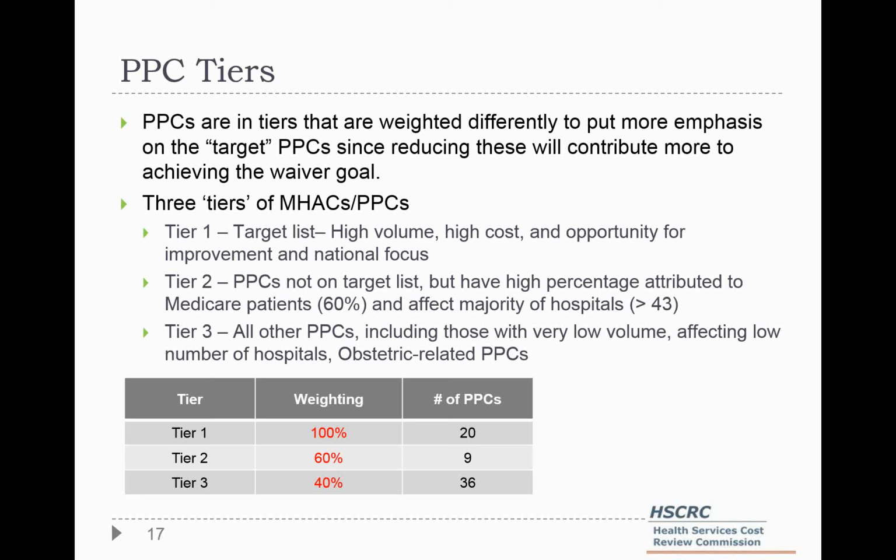So these are ones that have low volume, they affect a low number of hospitals, and they include the obstetric-related PPCs. So Tier 1 is weighted at 100%. There are 20 Tier 1 PPCs. Tier 2 is weighted at 60%. There are 9. And Tier 3 is weighted at 40%, and there are 36 PPCs. Again, these were established through consulting with stakeholders, and both the PPCs in each tier and the weights could change over time.